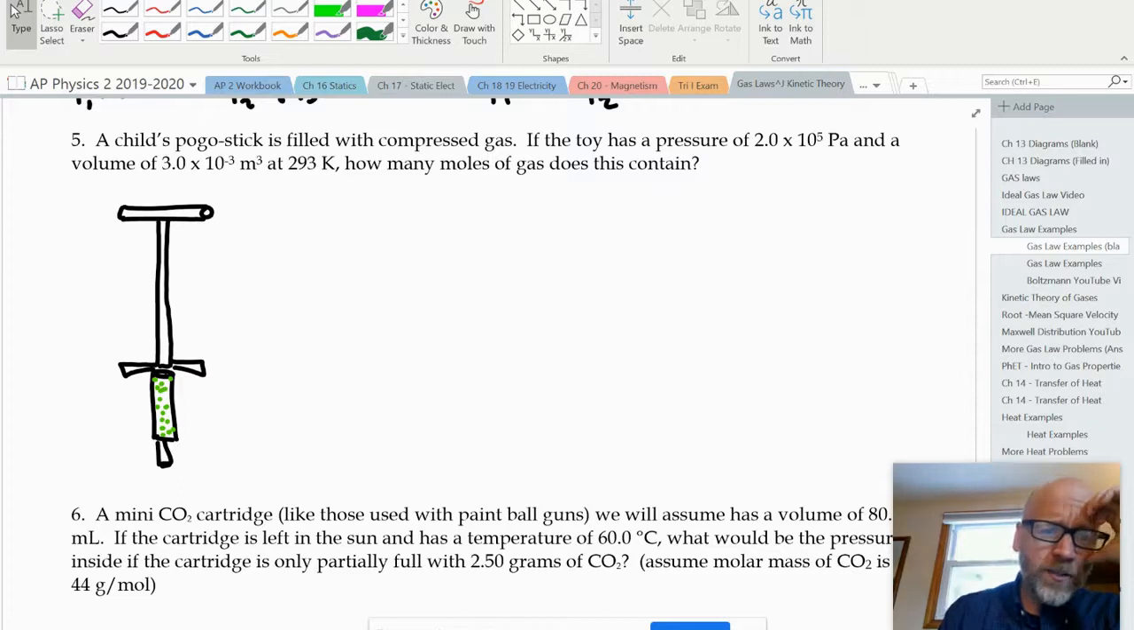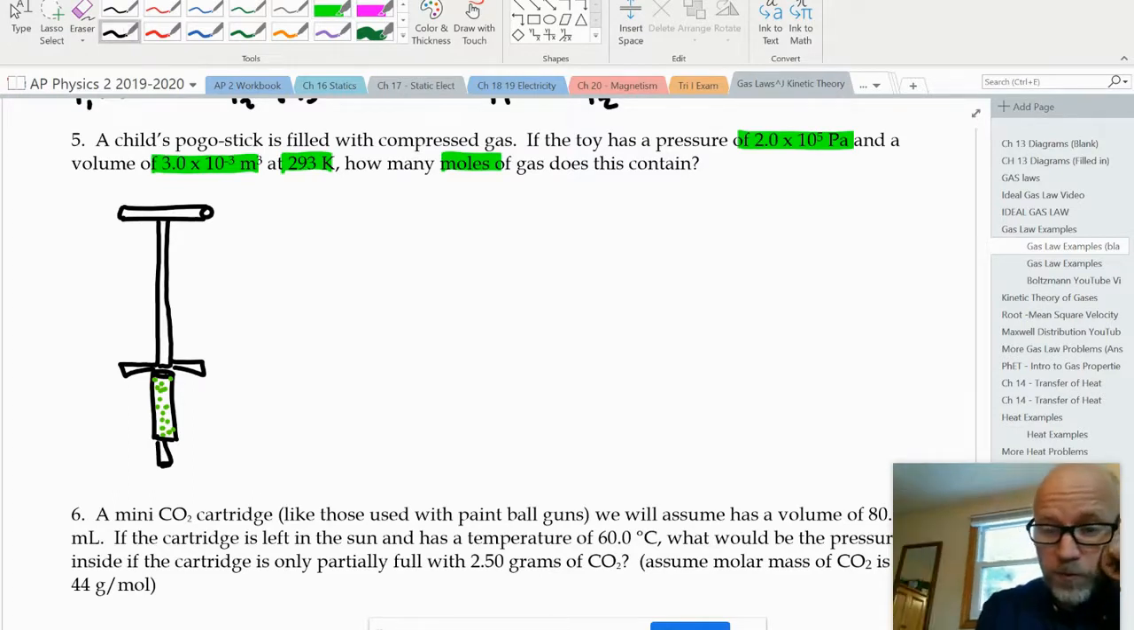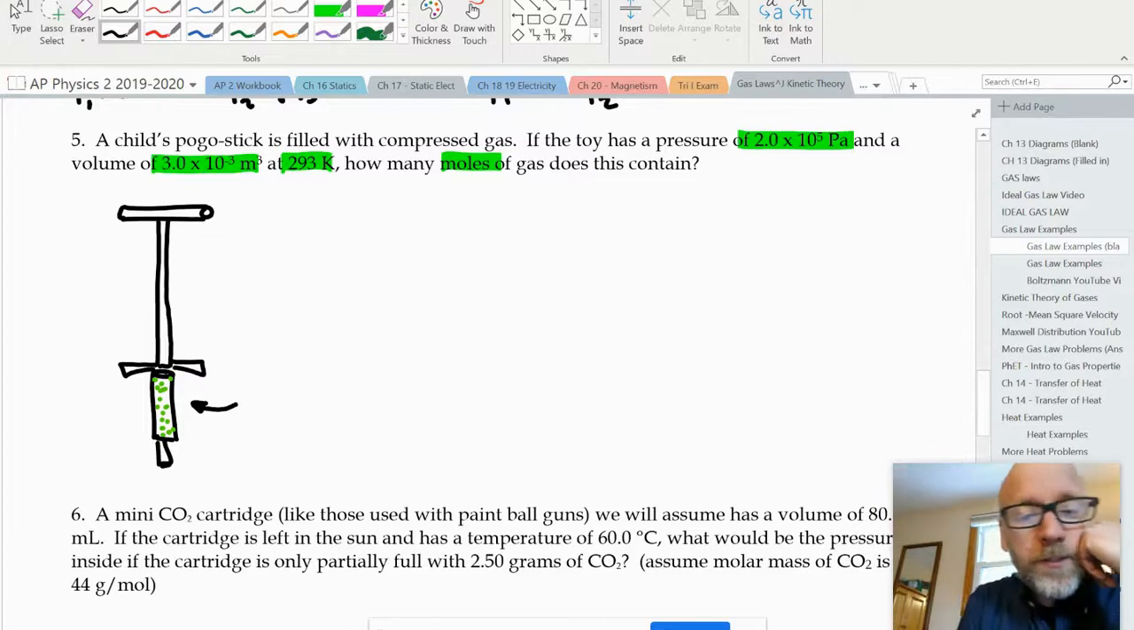It says a child's pogo stick is filled with compressed gas. If the toy has a pressure of 2 times 10 to the 5th pascals and a volume of 3 times 10 to the minus 3 meters cubed at 293 Kelvin, how many moles of gas does this contain? Well, you can see I already took the liberty of drawing a pogo stick. Here's the gas, and it gave the details right in the problem. It's just a plug-in chug.